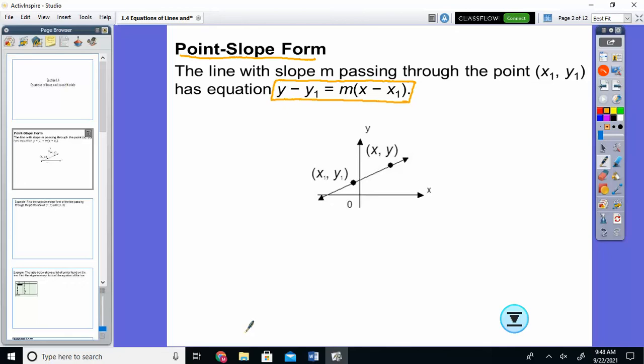So, in this, m is still your slope. X and y are the variables x and y that we have in our equation. The x sub 1 and y sub 1 are just a point on your line. And it can be any point. So we'll take an example and I will use this form to write the equation.